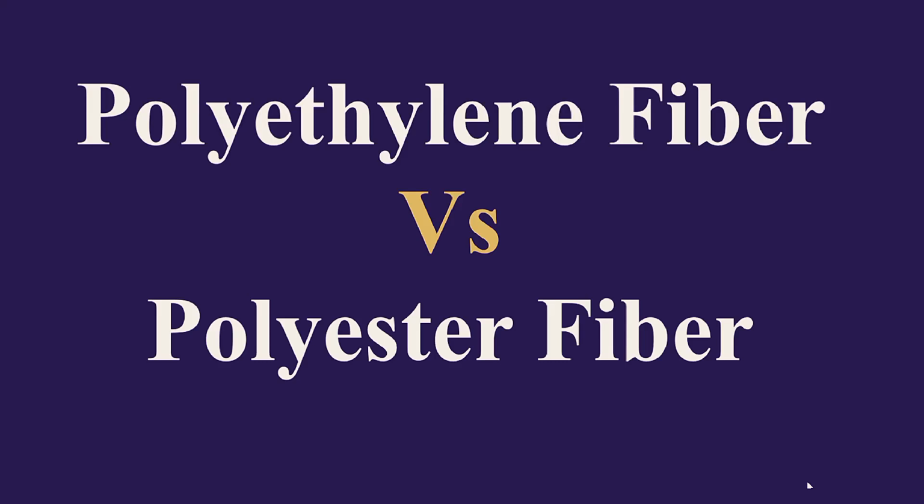In previous lectures, we have discussed the different fibers, natural fibers and regenerated fibers. Today, we will discuss two fibers, polyethylene fiber and polyester fiber. Most of the time, people are confused about polyethylene and polyester fiber. We will discuss their chemical structure and further discuss the differences with respect to different properties of these fibers.